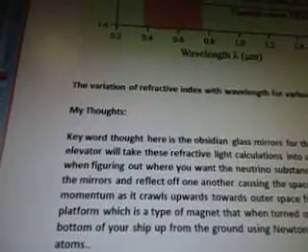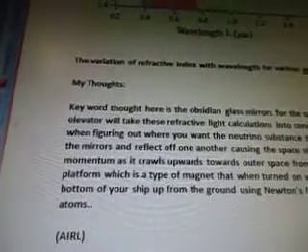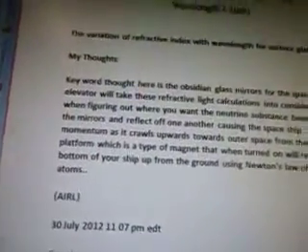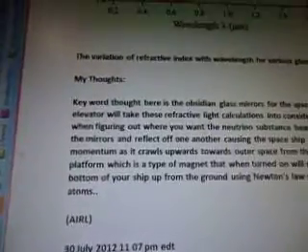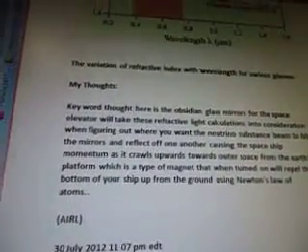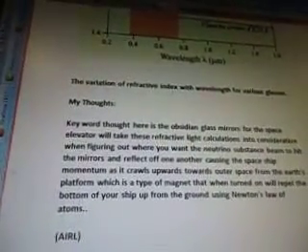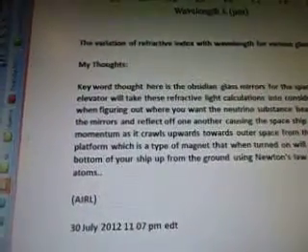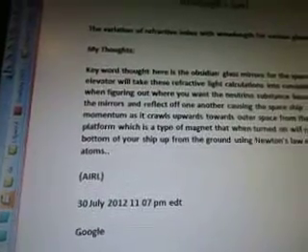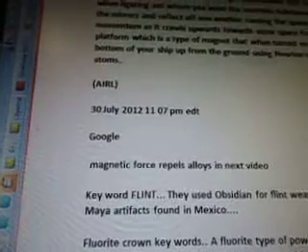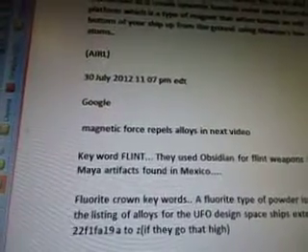My thoughts. Keyword thought here is the obsidian glass mirrors for the space elevator. We'll take these refractive light calculations into consideration when figuring out where you want the neutrino substance beam to hit the mirrors and reflect off one another, causing the spaceship momentum as it crawls upwards towards outer space from the Earth's platform, which is a type of magnet that, when turned on, will repel the bottom of your ship up from the ground using Newton's law of atoms. That's from Errol, July 30th, 2012, Google. Magnetic force repels alloys in next video.